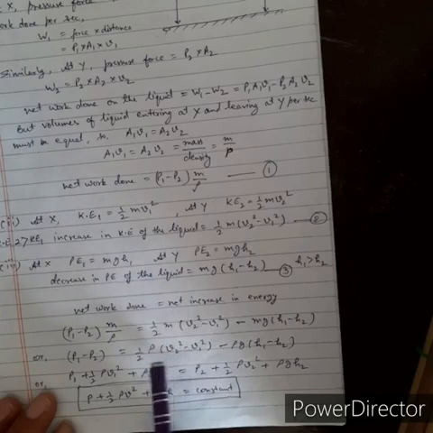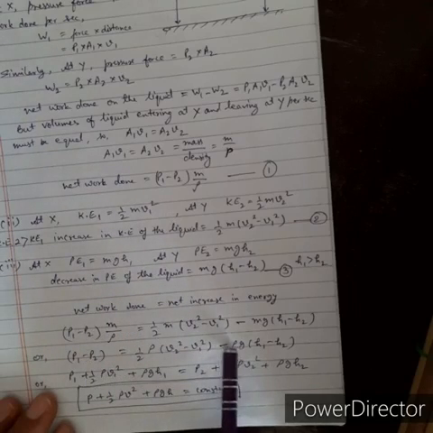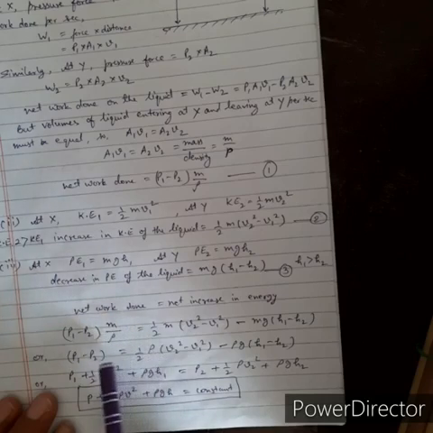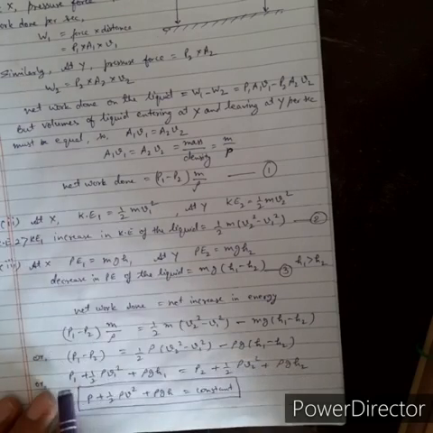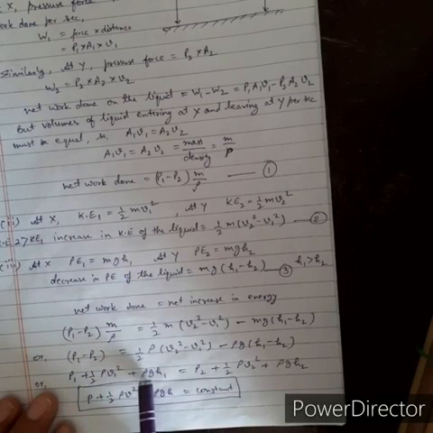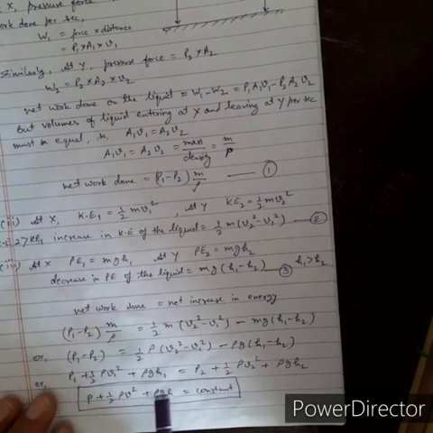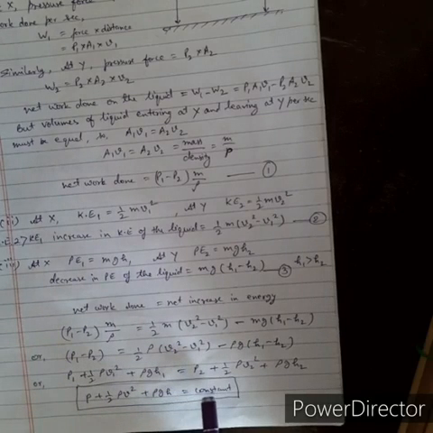When you open the bracket, minus half rho V1 square goes to this side. This minus rho g H1 goes to the left hand side. P2 will go to the right hand side. So you will get this expression: P1 plus half rho V1 square plus rho g H1 is equal to P2 plus half rho V2 square plus rho g H2. If you compare both sides, you get P plus half rho V square plus rho gh is equal to constant. This is Bernoulli's equation.